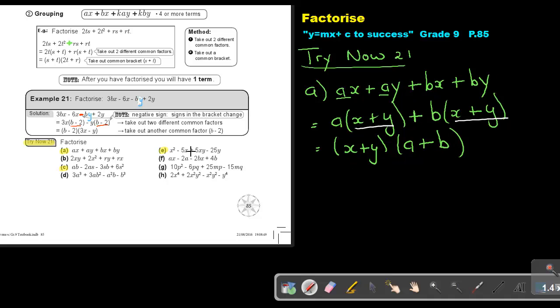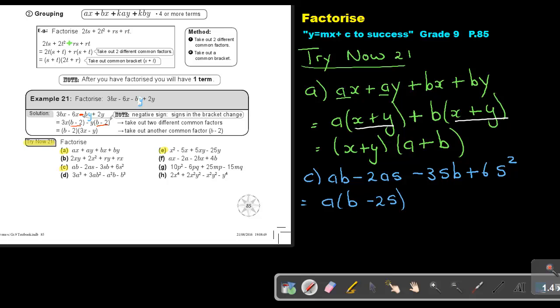Okay. Now, if I look at number C, it's ab minus 2as minus 3sb plus 6s squared. Let's do the same. Let's take out a. If we divide, b, if we divide, minus 2s. Oh, stop. What do you see? You see a negative. If you see a negative, you have to concentrate on your signs.